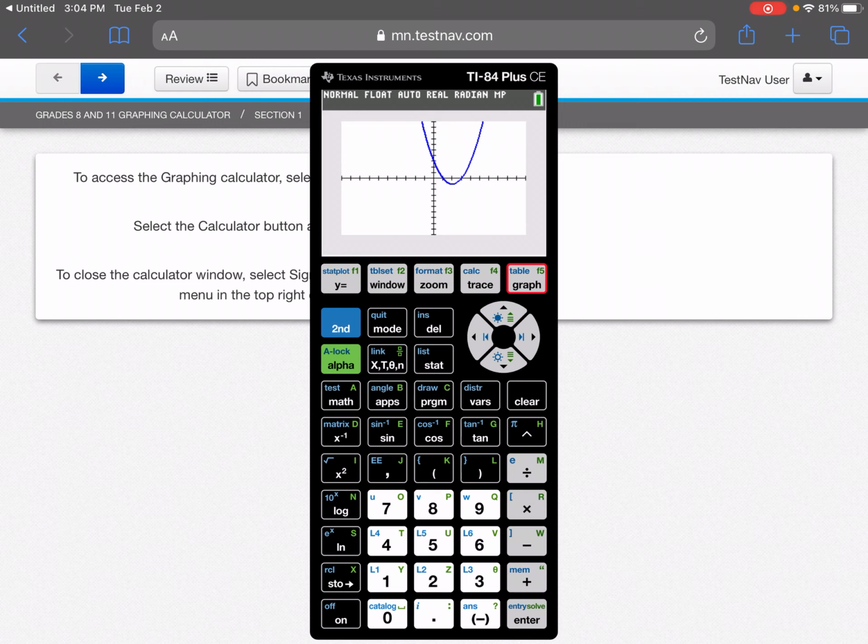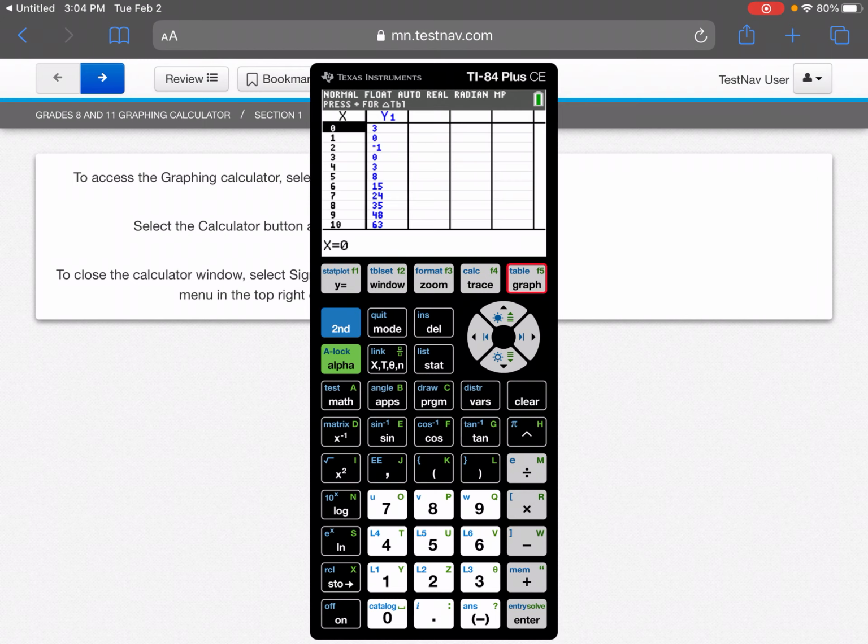Now I actually want the numbers here, the coordinates of these points, so I can plot them on my graph. So I'm going to go to my table. You'll notice the red button says graph, but right above that it says table in blue. So I'm going to hit second and then graph again, so I get the table. And you get some x and y coordinates. These are all the points that show up on the graph.